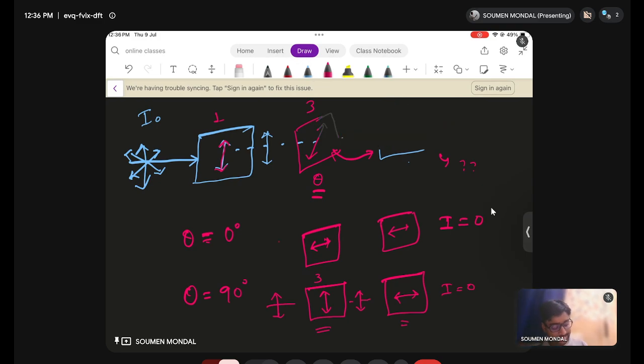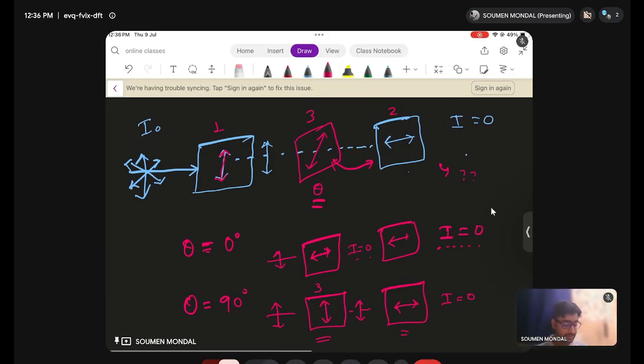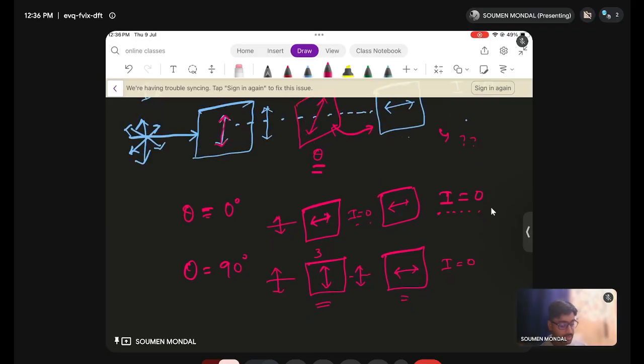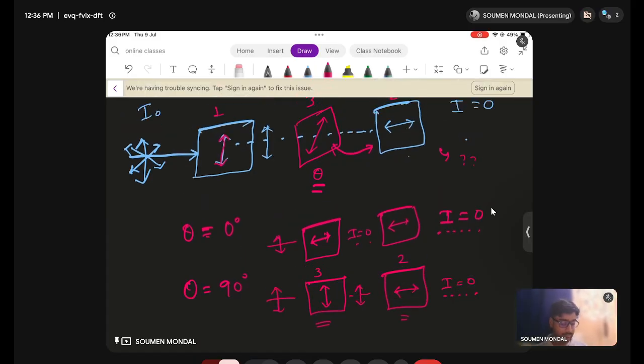But in the first case, the middle polarizer is already blocking the light. It is not allowing any light, and obviously we expect nothing after the second polarizer. But here also, we already discussed that the intensity will again be 0. So the magic will happen in between. Here we can see two minima: at 0 angle it is a minimum and at 90 degrees it is also a minimum. In the middle something will happen.